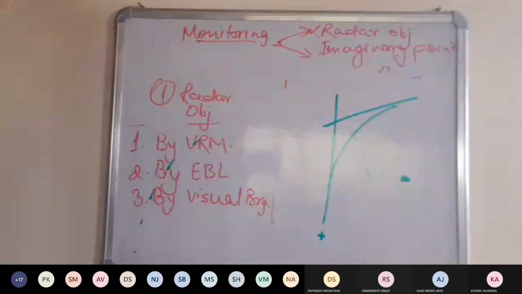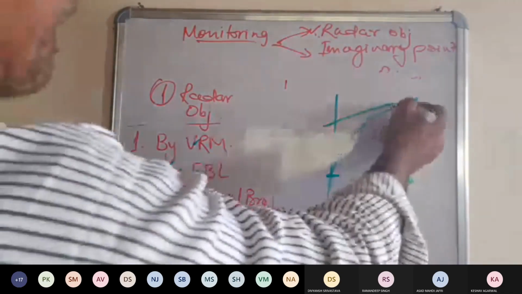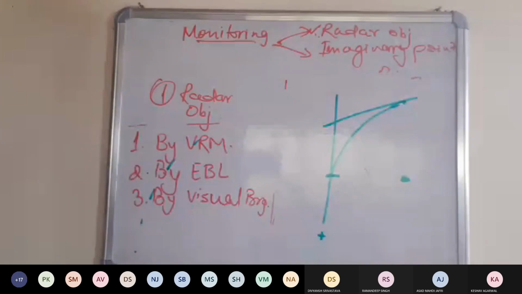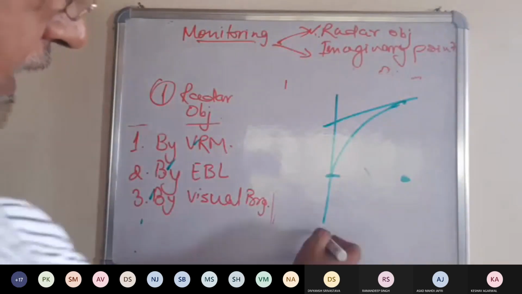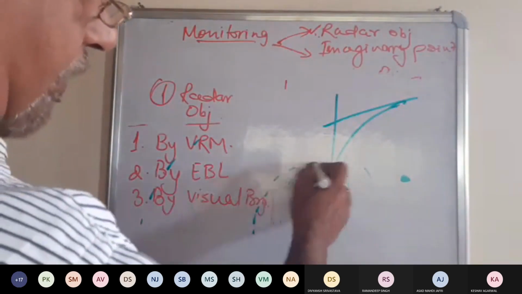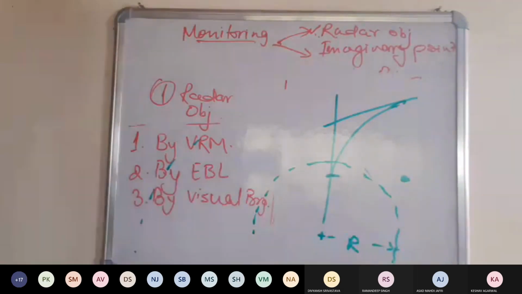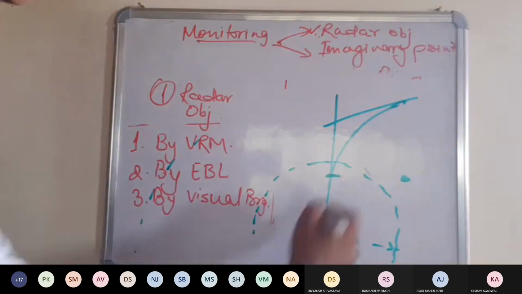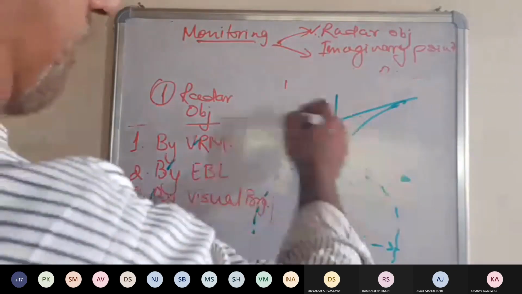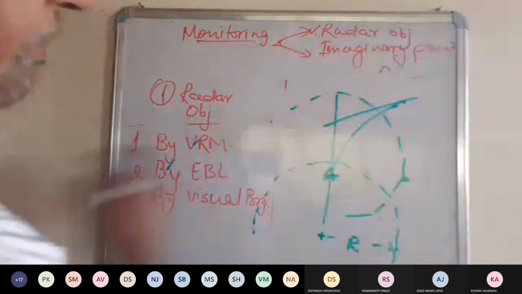So our ship is here. We have to monitor the turn when we are watching this. So what we have to do is create a VRM of radius r. When the ship is here, the VRM will be like this or not?